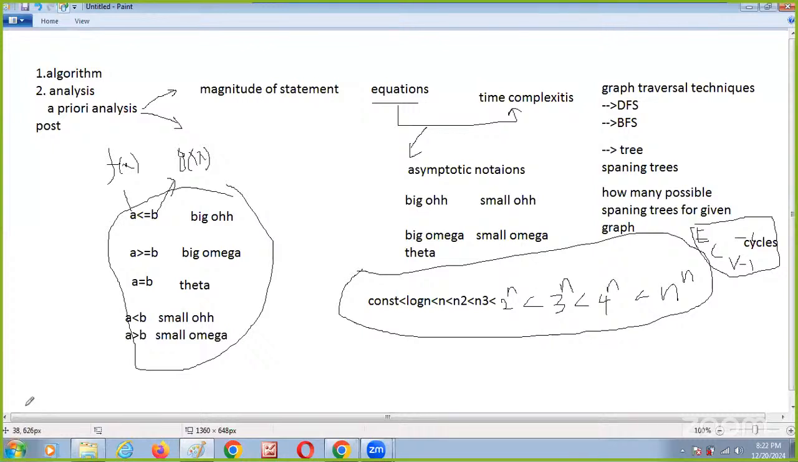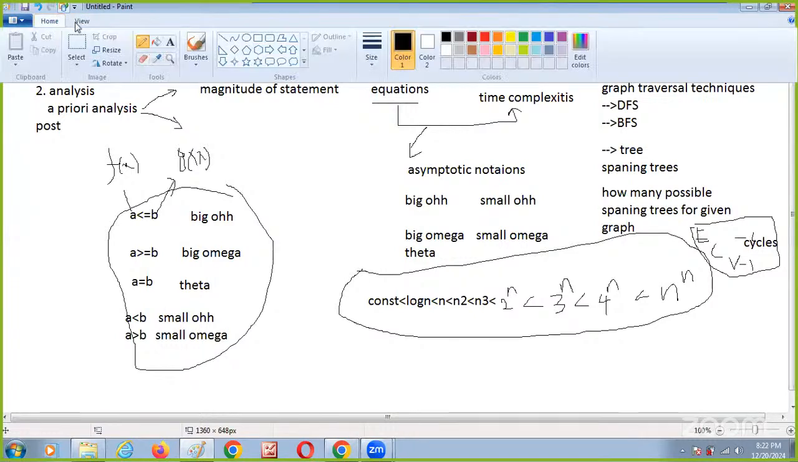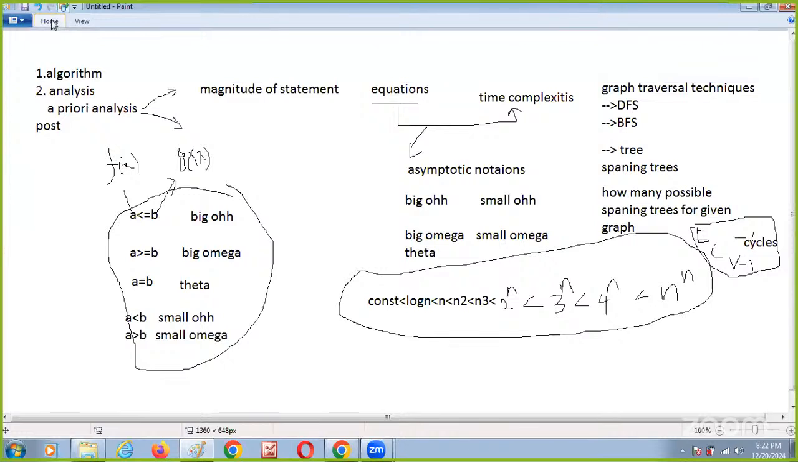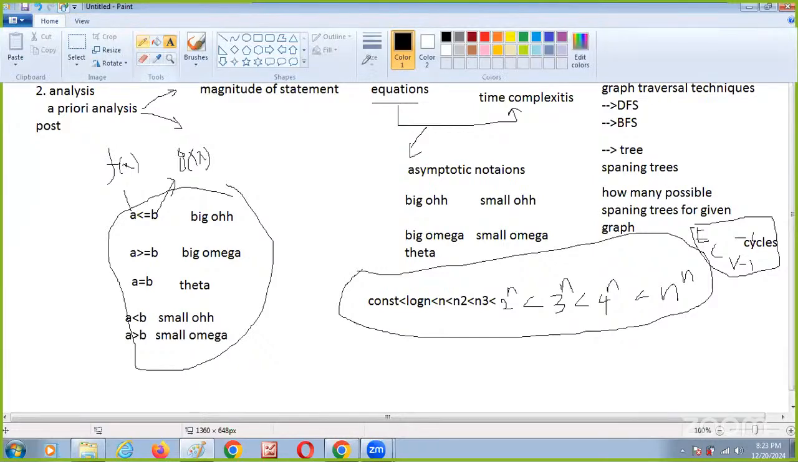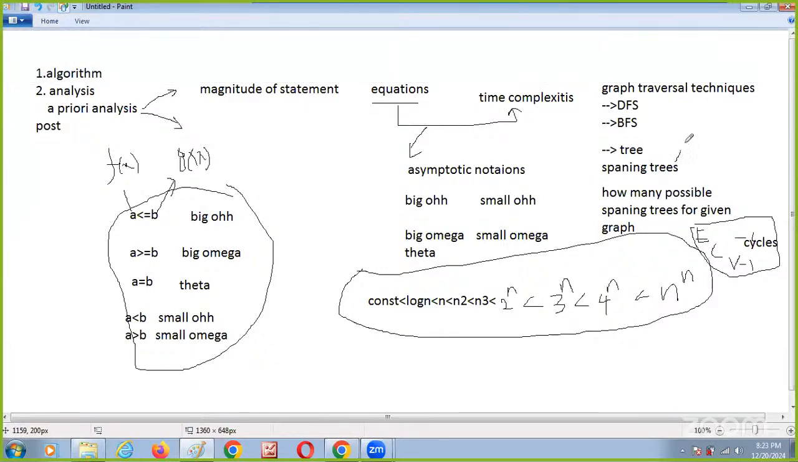The next one is problem solving approaches. In this entire algorithms subject, till now we have seen spanning trees and how to find the number of spanning trees. In the spanning trees, we also discussed algorithms.